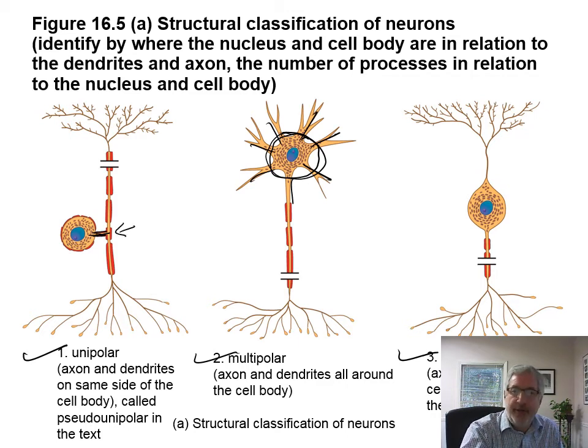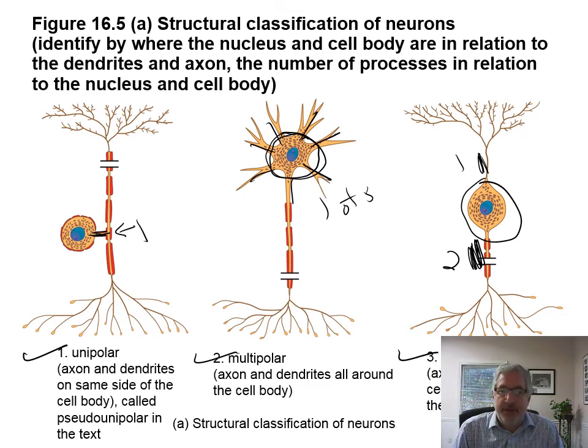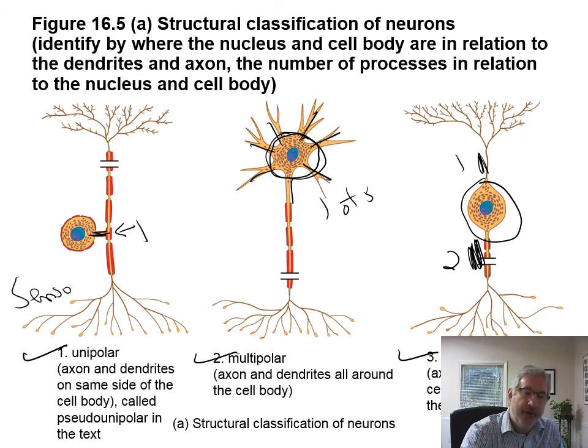A bipolar one is down here at the end. You have the cell body here and one process coming off this side and another process, the axon, coming off this side. So you have two. There's one and there's two. So that means it's bipolar. This is one and this is lots. Lots of processes coming off the main cell body. So multipolar has lots, bipolar has two, and unipolar has one. The unipolar are the sensory neurons, and these are your motor or interneurons.